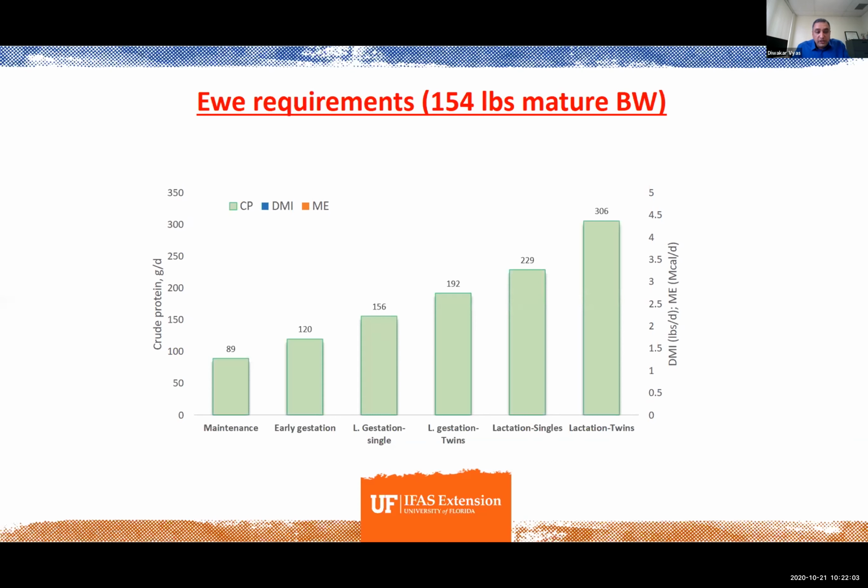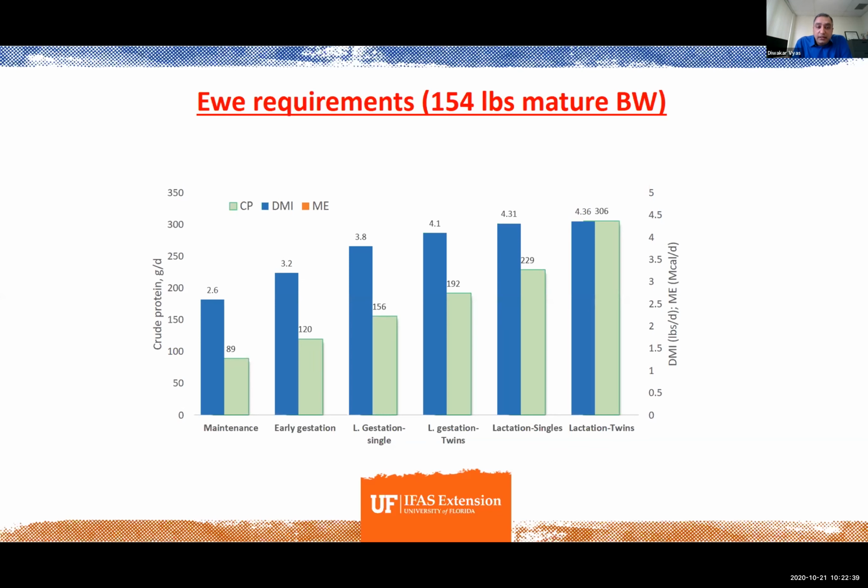So the first example is for protein. This is the protein requirement in grams per day. You can see that for maintenance, the protein requirement is only 89 grams per day, and when we go to lactation, the requirement is 306 grams per day. We're talking about the same animal, a 154-pound mature body weight animal. But look at how different physiological stages change the requirement of protein.